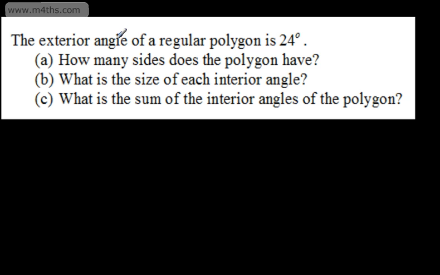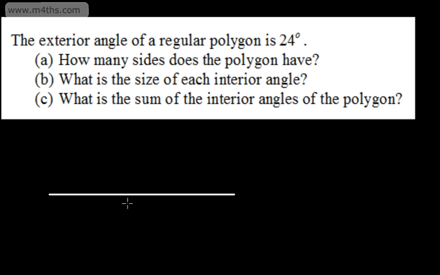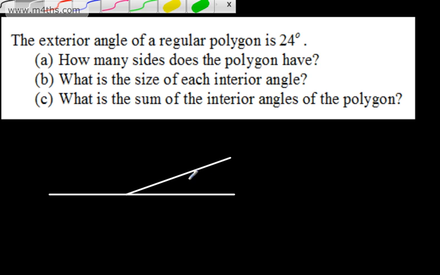The exterior angle of a regular polygon is 24 degrees. In part A, how many sides does the polygon have? So this is regular. So if we look at this, let's just draw a quick sketch. So we'd have something like this. So if I say now, it's going to look something like so. So if I go ahead, we can just look at that. And this is going to be 24 degrees.